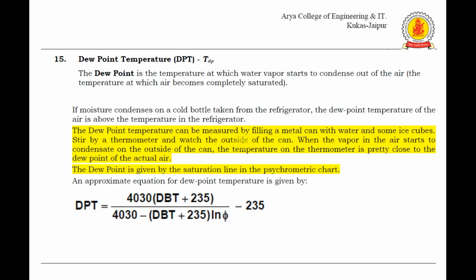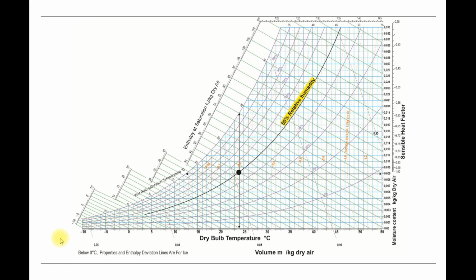But still, if we want to calculate it, there is an empirical formula, that is an experimental based formula, which is given here. Generally, we will not use it in the numericals. One more important thing, the dew point temperature is given by the saturation line on the psychrometric chart. What is the saturation line? It is this line. Dew point temperature we can read it here.